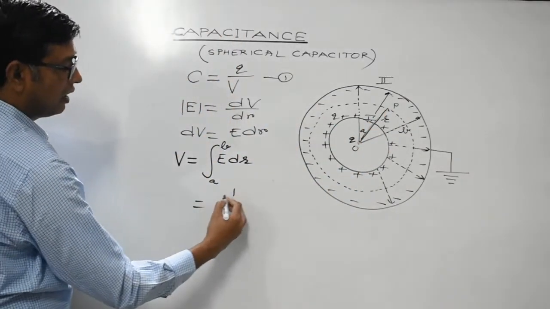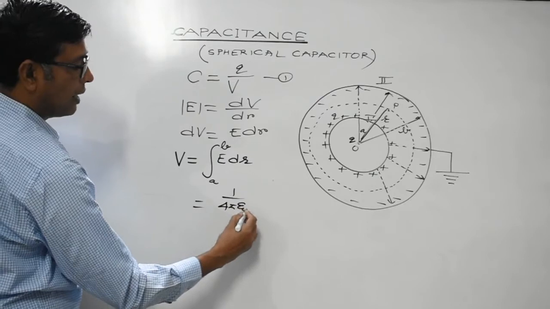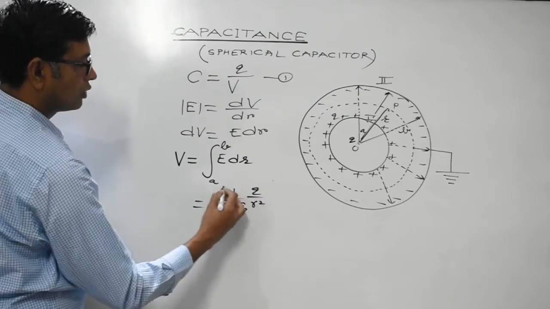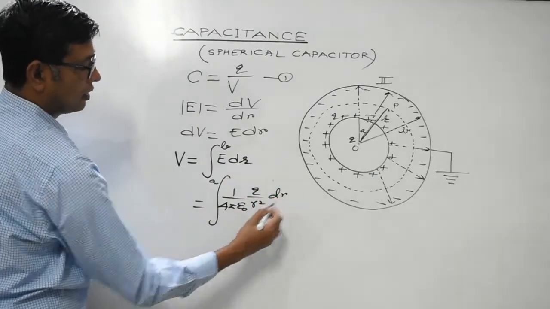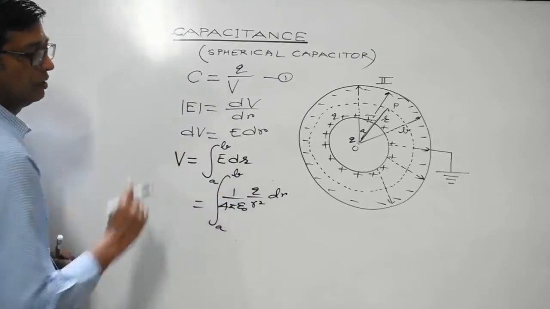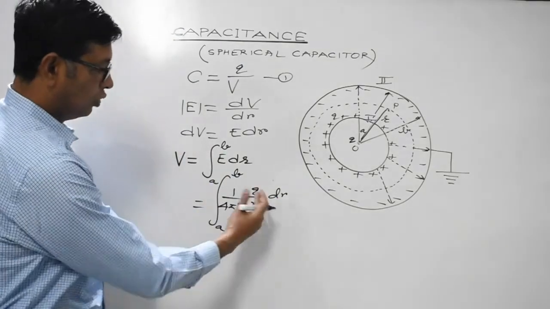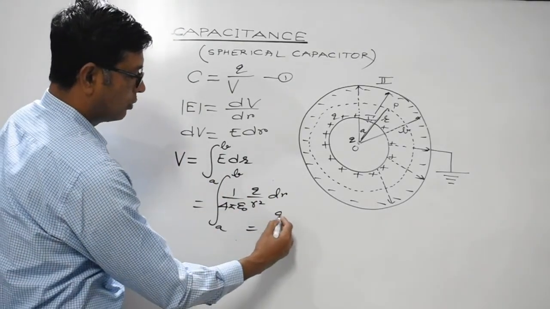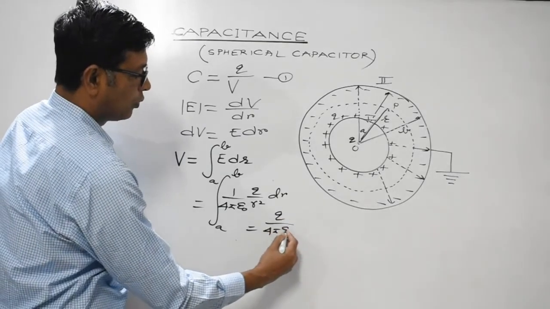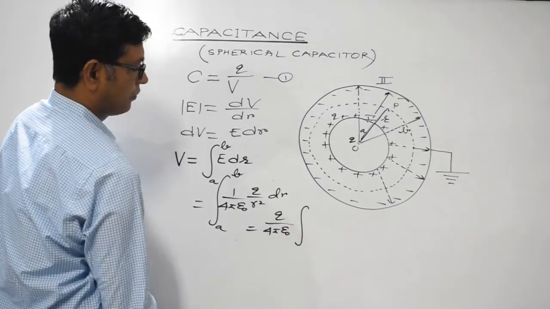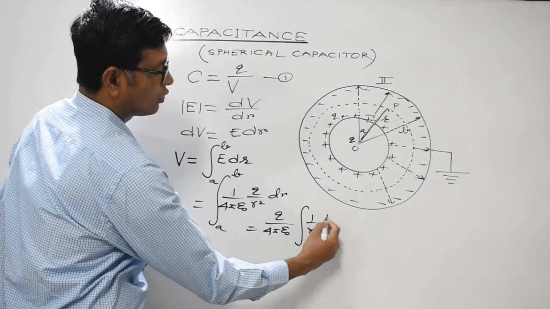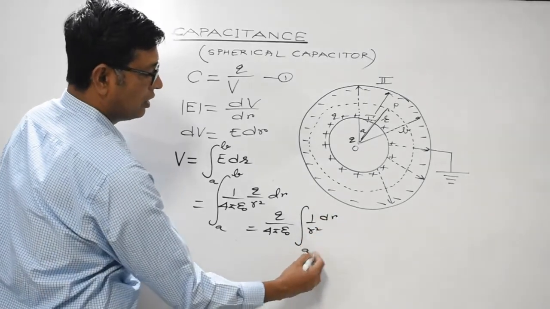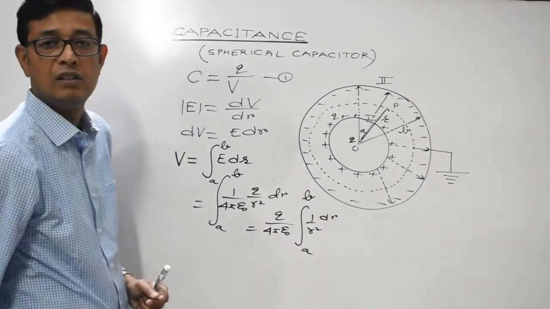That is K, 1 over 4 pi epsilon, Q by R square dr. Limits will be from A to B. Understood? So the constant term can be taken outside. It will be Q over 4 pi epsilon, 1 by R square dr. Limits are from A to B.